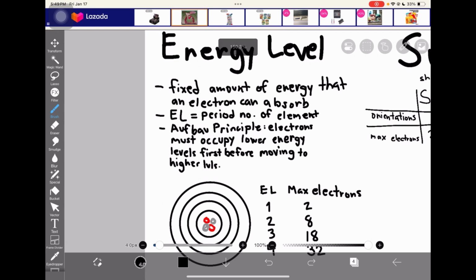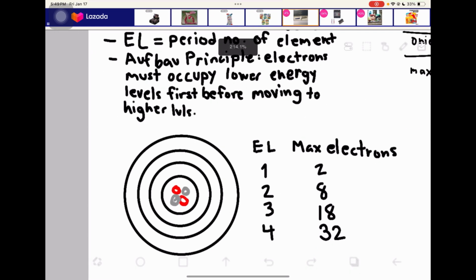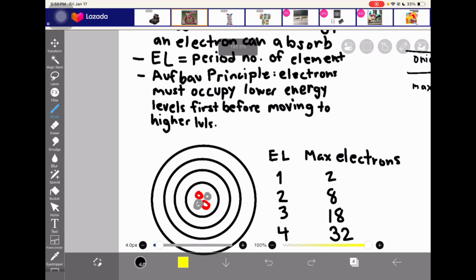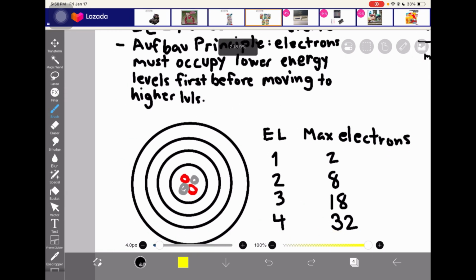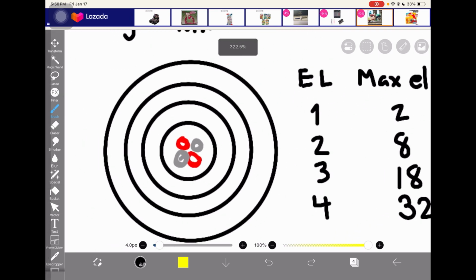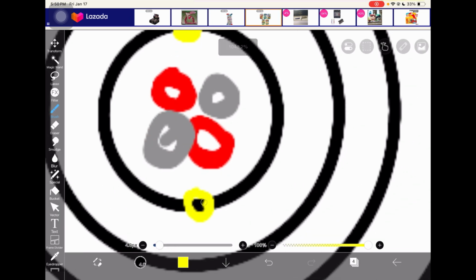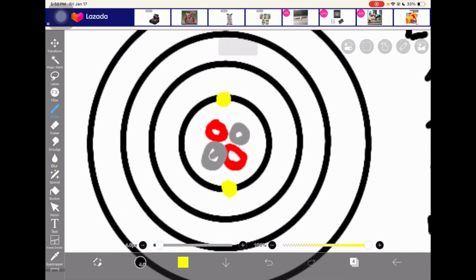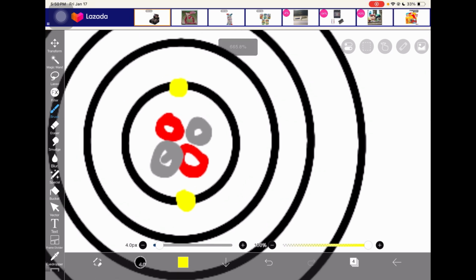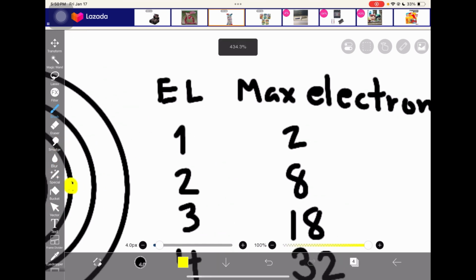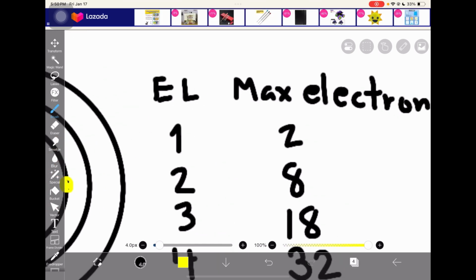And then finally we have the Aufbau principle, which I'll illustrate right now. So we have these energy levels and the max electrons. It states that electrons must occupy lower energy levels first before moving on to the higher levels. So this is the first energy level, the smallest circle. It can only occupy 2 electrons, so like that. Only once there are 2 electrons there, you can put a 3rd electron here. So you can't do it like this. So you have your first electron here. You cannot put the 2nd electron there. That is wrong because you have not reached the max electrons for energy level 1.